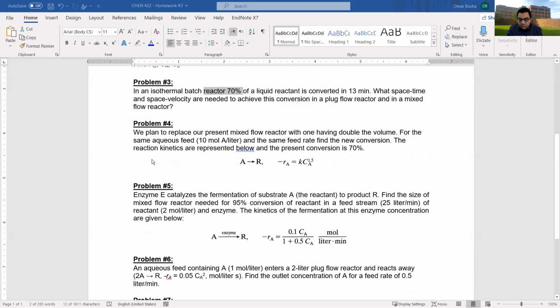In problem number 4, you're being told we plan to replace our present mixed flow reactor with one having double the volume. For the same aqueous feed and the same feed rate, find the new conversion. The reaction kinetics are represented below, and the present conversion is 0.7 or 70%. So I have a system with an aqueous feed, moles per liter, a conversion of 70%, the same feed rate, and you're given some reaction kinetics.